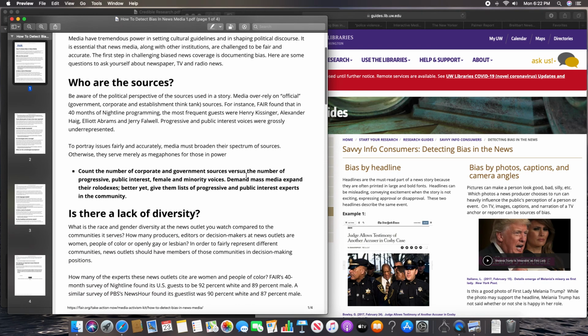So who are the sources? Again, who is the article citing? Are they citing Joe Schmo, who runs the deli down the street, to talk about coronavirus, or are they citing the CDC? Be aware of the political perspective of not only the writer, but who they are citing in that article. If they're clearly only citing a specific viewpoint, then there's clear bias there, and you're going to want to move on and find another article.